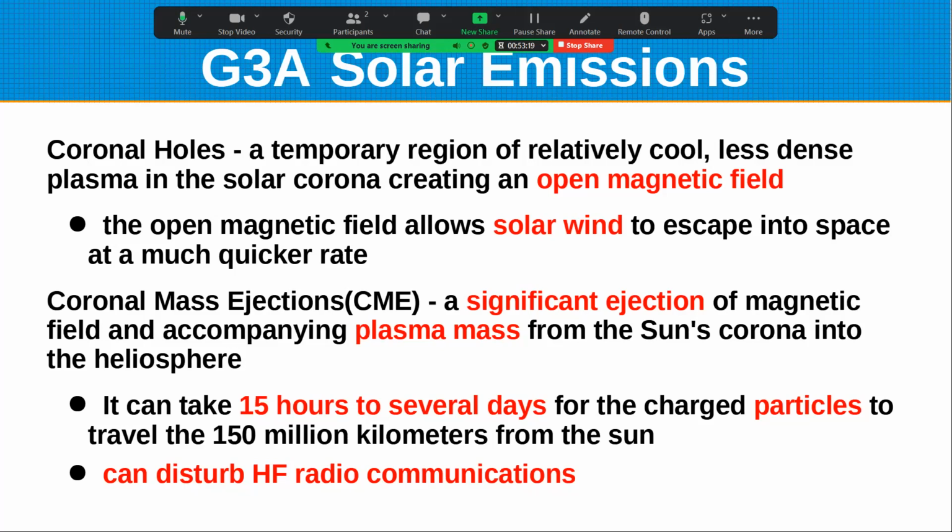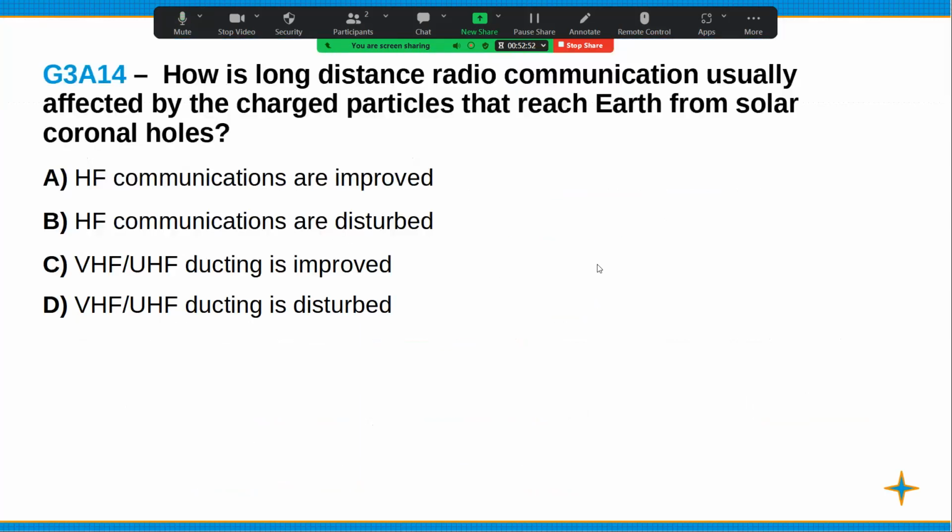And you have coronal mass ejections, where you get a lot of mass ejected, plasma in the form of protons and electrons. And that's the one that can take up to a couple days to get here and disrupt things a little bit differently than the high energy solar wind waves. How is long distance radio communications usually affected by the charged particles that reach Earth from solar coronal holes?